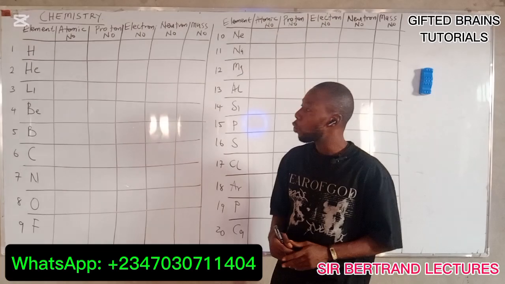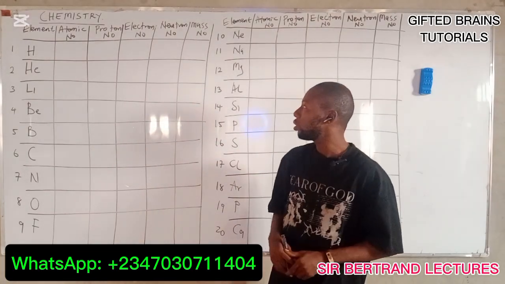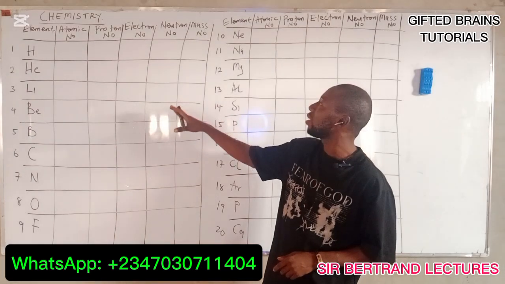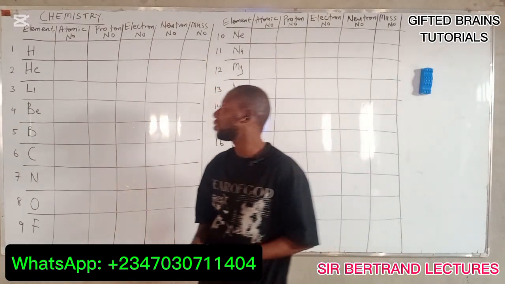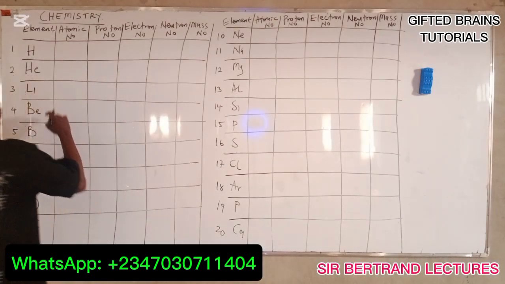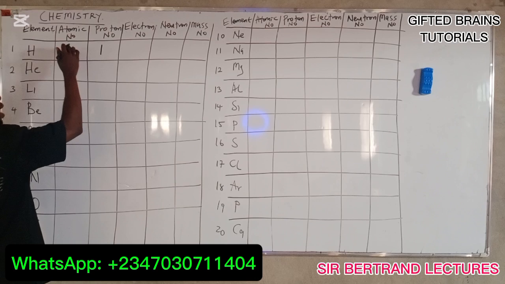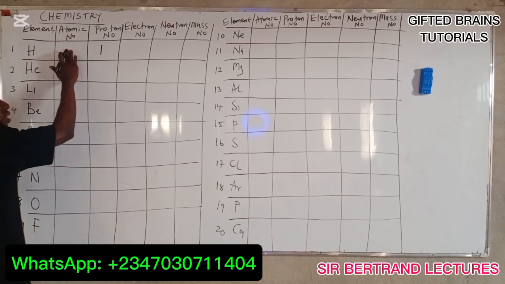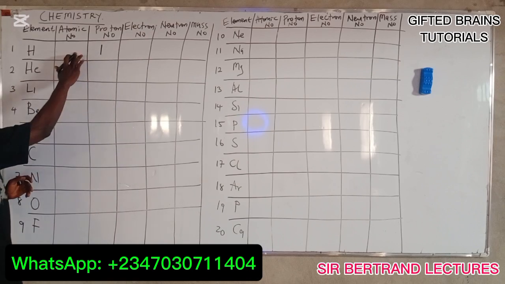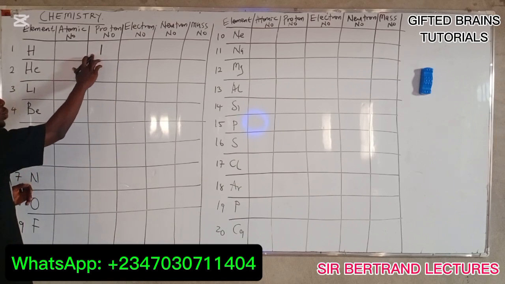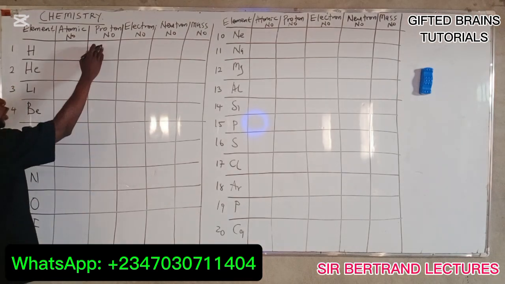So in this video, we are going to fill these blocks, the table on the whiteboard. Then you know how we calculate to know the mass number of an element. If the proton number here is 1, atomic number here is 1. Electron number here is 1. All right? Atomic number is the number of protons, which is equal to the number of electrons. So let's fill the proton number.